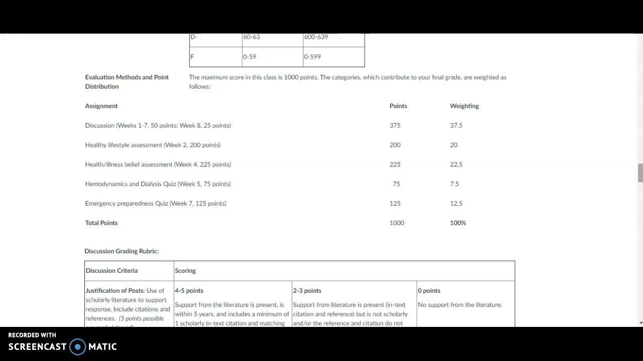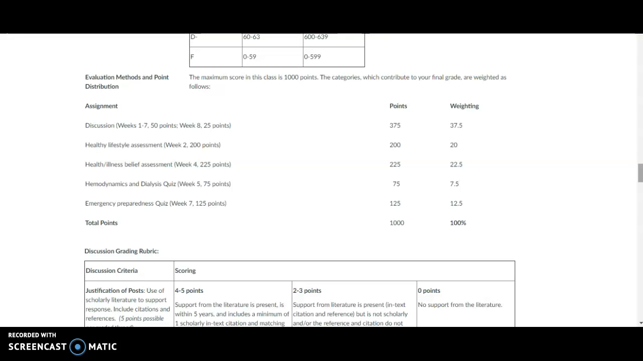You have 2 assignments, the Healthy Lifestyle Assessment assignment, which is in week 2, and I will go over that in the recorded meeting that we hold, or the question and answer session that is held at the beginning of this class. And then you have a Health Illness Belief Assessment, and that is due week 4, and I will have a video about how to do that.